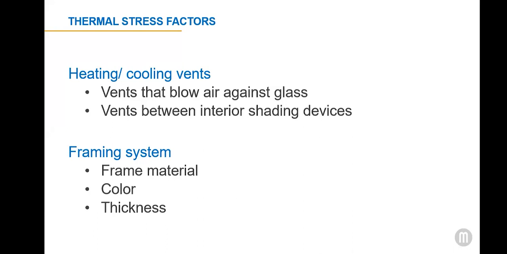Heating and cooling vents that blow air against the glass can form hot or cool spots on the glass, just like a shadow does.